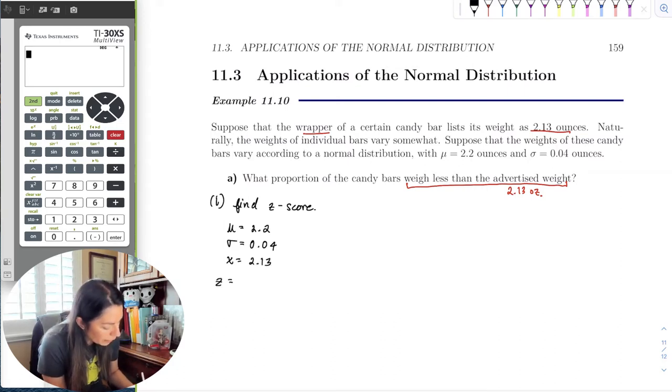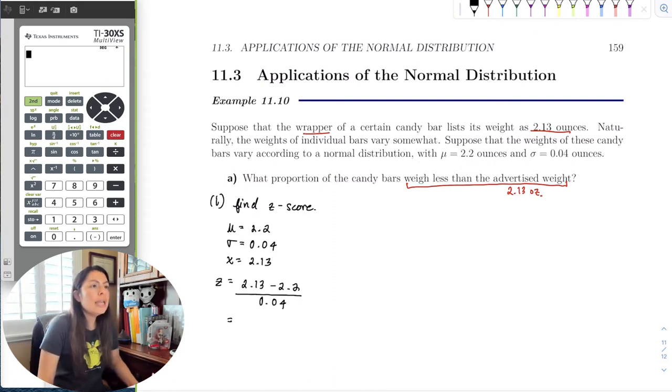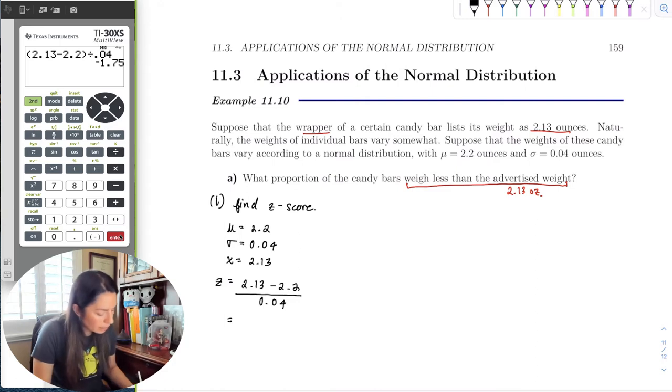So z will be equal to 2.13 minus 2.2 all over the standard deviation of 0.04. You'll just go ahead and put this in the calculator as we have been: 2.13 minus 2.2 divided by 0.04. And we get a nice clean negative 1.75. So this is below the average.